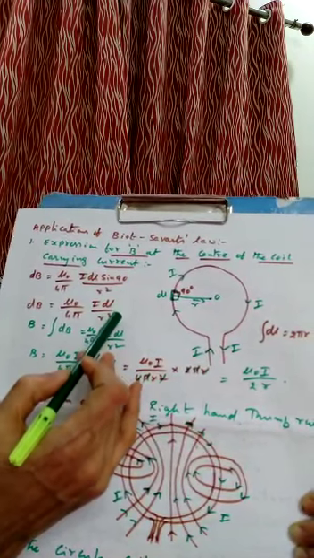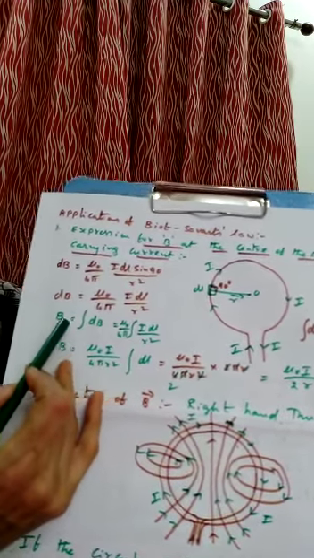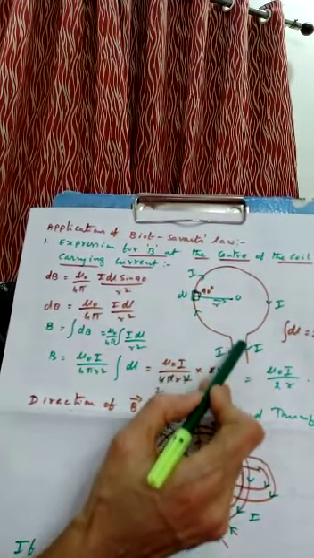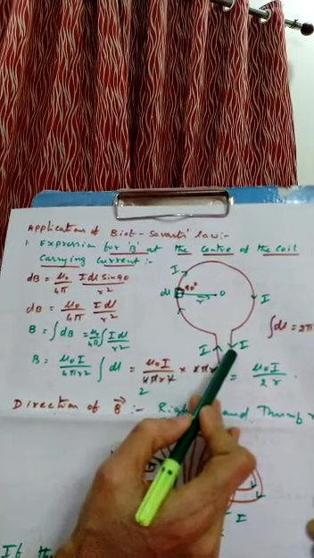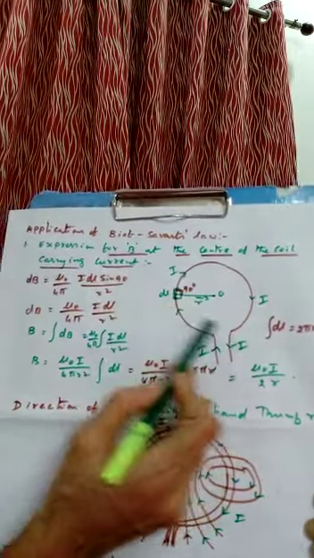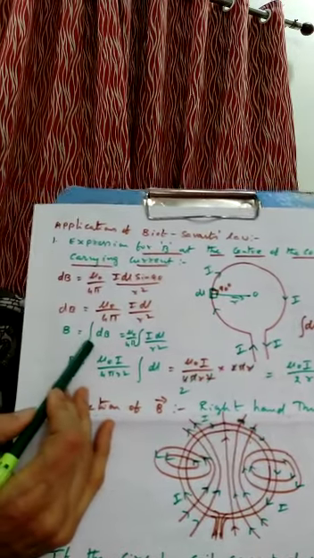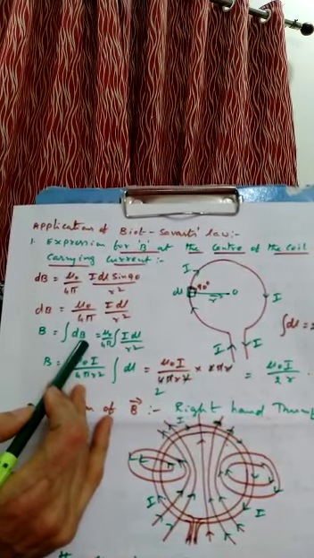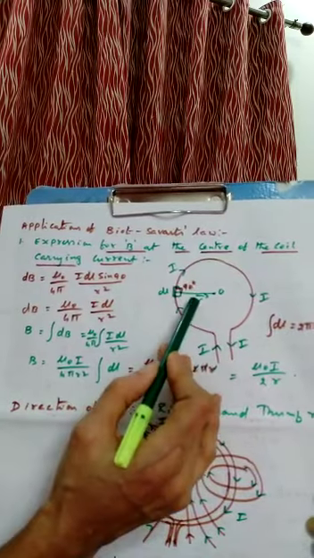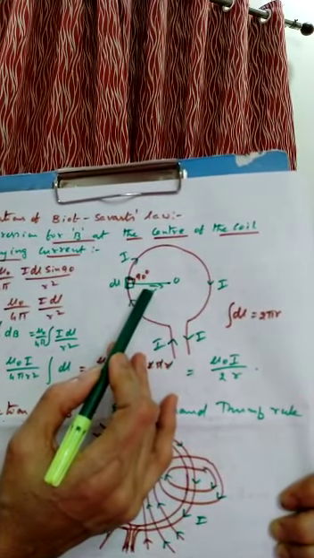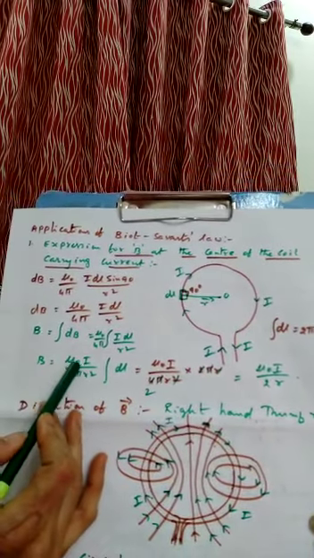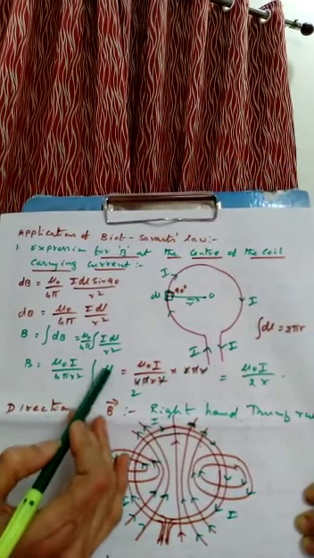And what are the constant terms here? If you want to get the total field due to the total coil carrying current, we have to add up dB plus dB plus dB and so on. So we will integrate it. So integral dB is mu naught by 4 pi integral I dl by r square. r, the radius of the loop, is constant, and I, the current, is constant. So the constant terms: mu naught I by 4 pi r square integral dl.